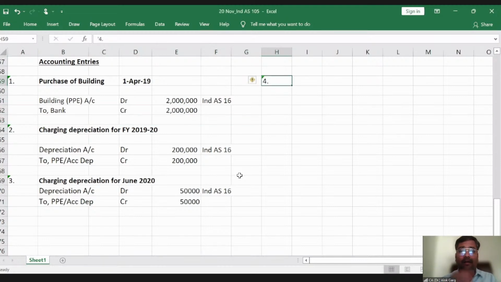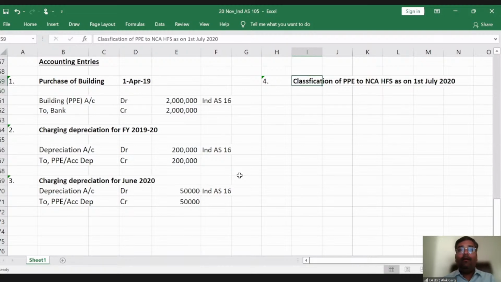This is an important entry. This is a new entry for you guys. Classification of PPE to NCA HFS as on 1st July 2020. As on 1st July 2020, right? Classification of PPE to NCA HFS on 1st July 2020. What is this accounting entry?